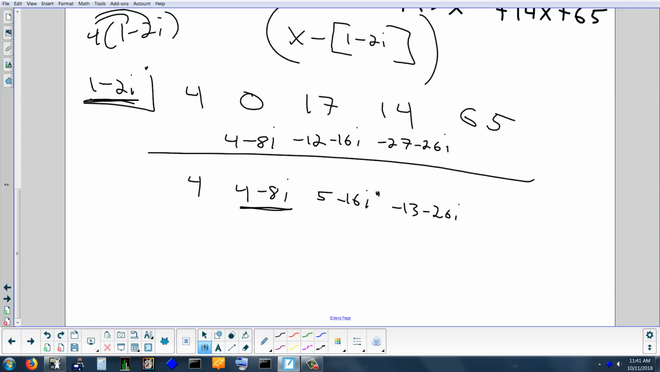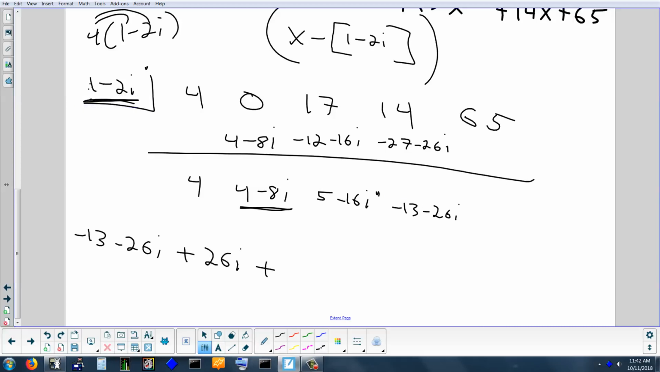Okay, I'd give you one less column. We got one more to do because I couldn't find a shorter one right on the spot. Okay, so now watch what happens here. We get 1 times negative 13, 1 times negative 26i, negative 2i times negative 13. Negative times negative is positive. 2 times 13 is 26i. That's good. Negative times negative is positive.